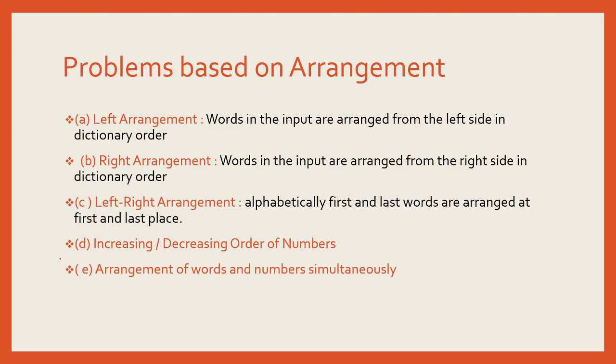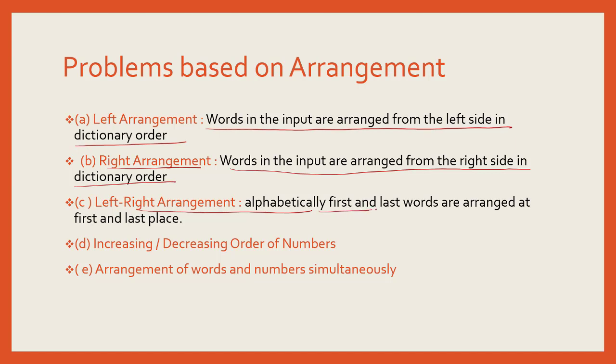Now, another kind of problems which are being asked in input output is problems based on arrangement. So we have 3-4 variations here. Left arrangement, where words in the input are arranged from the left side in the dictionary order. Right arrangement, words in the input are arranged from the right side in dictionary order. Left right arrangement, alphabetically first and last words are arranged at first and last place. For numbers, they can be arranged in increasing or decreasing order, and there could be a variation where arrangement of words and numbers are done simultaneously. Let's have a look at each one of them one by one.